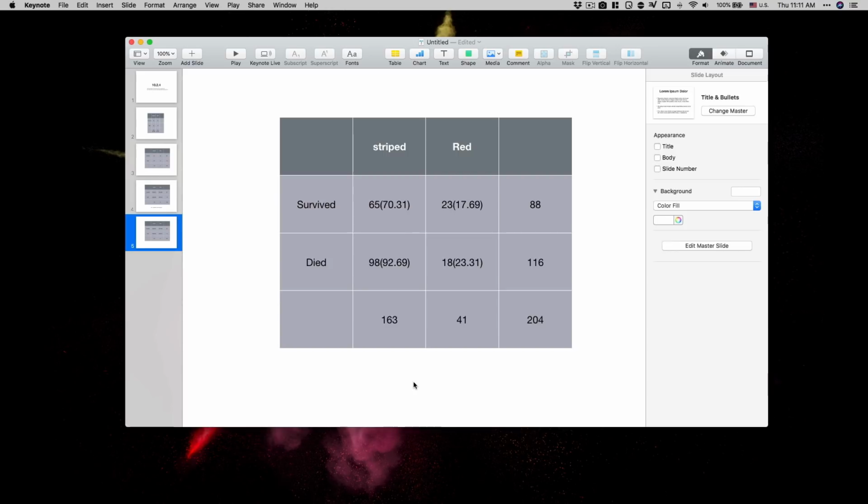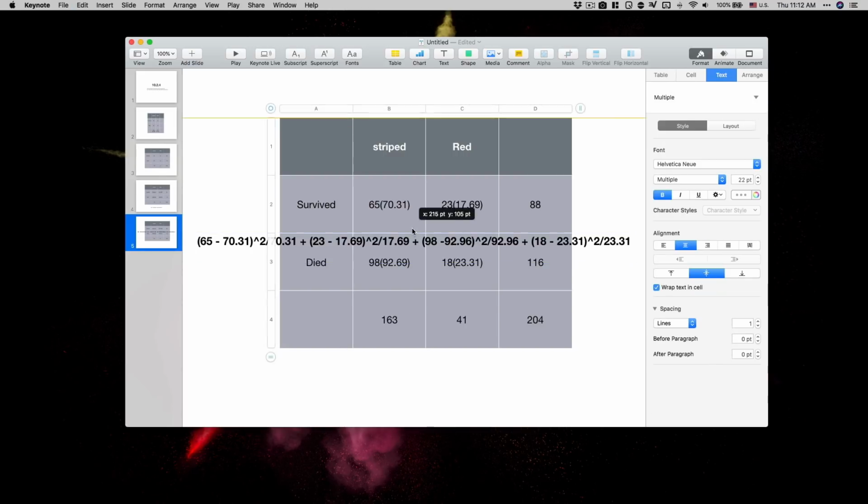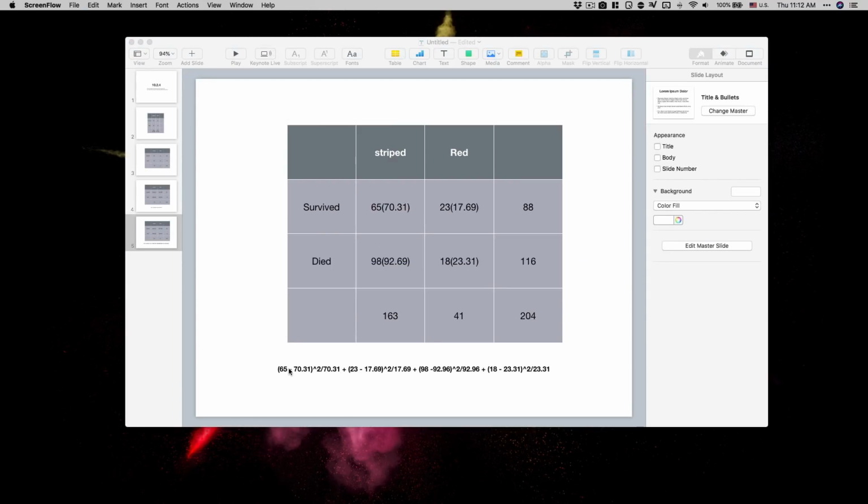and square them and divide it by the expected, and that is going to follow a chi-square distribution with degrees of freedom 1. So this is how to calculate the whole quantity. For example, if you focus on the first cell, you got 65 subtracted by 70.31, which is the expected value. You square this difference. Don't forget to divide this whole squared quantity by the expected value, which is 70.31. For each of the 4 cells, we have to do the same thing.